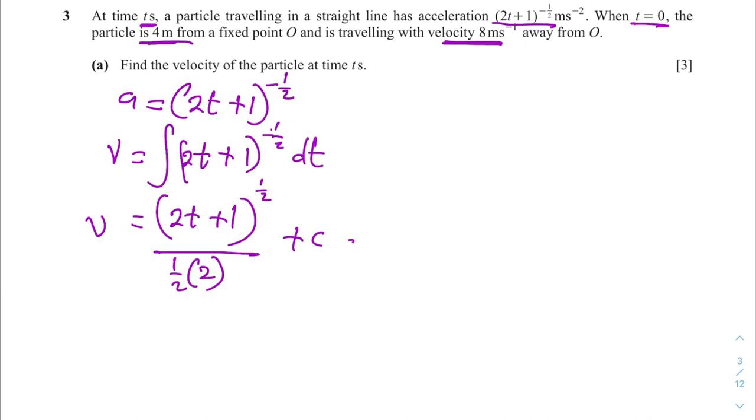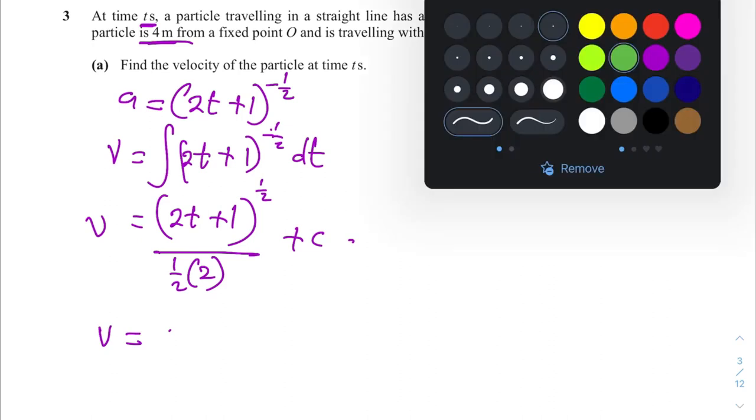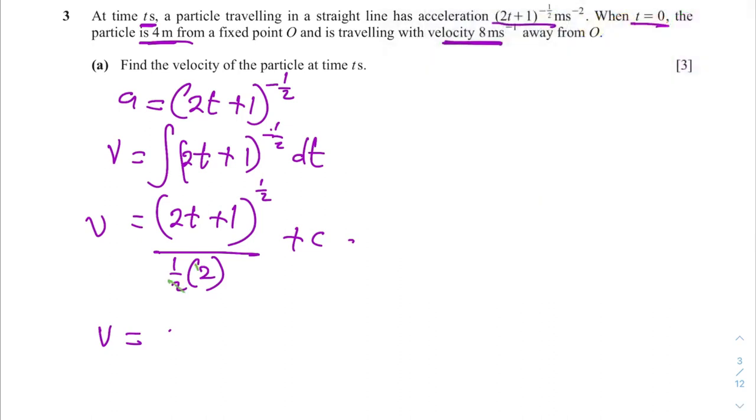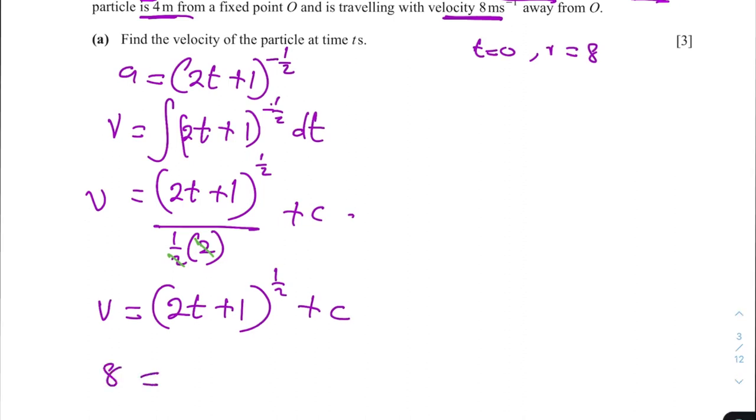So that means v is equal to, this guy here will cancel that, so we have v is equal to (2t plus 1) to the power half plus c. Now we said that when t is 0, velocity is 8. So we have 8 is equal to 2 into bracket 0 plus 1 to the power half plus c. So that is going to give us actually 1.